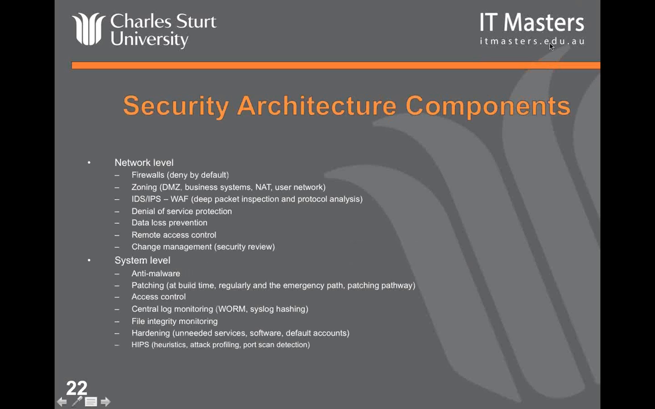Those components at the network level is like we talked about: firewalls, zoning. You want to have DMZs, business systems. You want to use NAT as you can. Or IPv6 is making this a bit difficult, and use network as well. So zoning is all about making sure you have the right bubbles in your network that correlate to exposure and asset level, right, and confidentiality level and value, right?